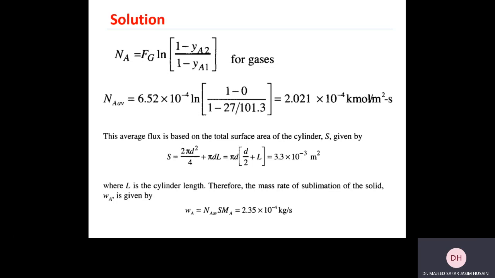Then now you have to find also the molecular weight, but the molecular weight is of the UF6 only. It's not the average or whatever, because you are dealing only with the unimolecular diffusion. It is only the UF6. So now you can find how much kilogram per second is there, which is diffusing from that solid cylinder to the air. So that's that.